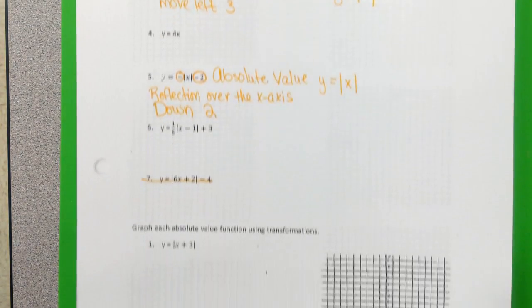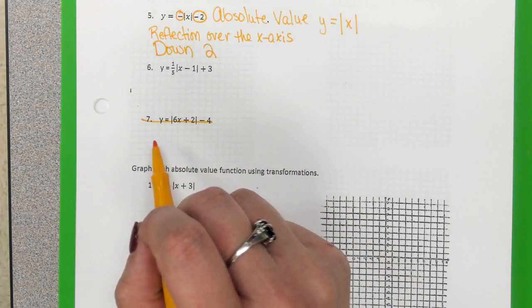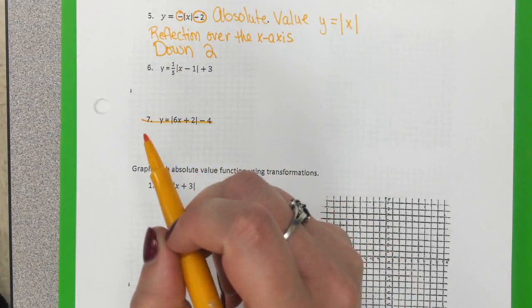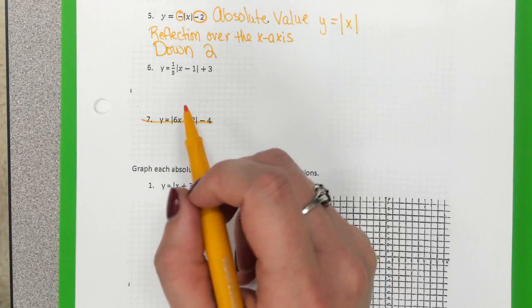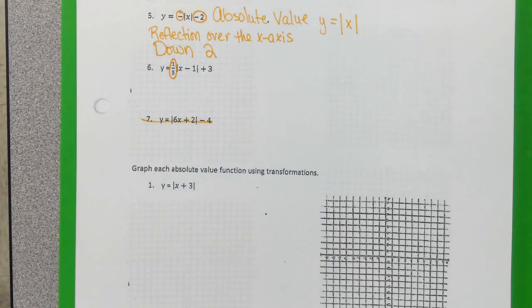Alright, let's look at number 6. There's 3 things that happen on number 6 because there's 3 numbers. Alright, what 3 numbers do you see? 1/5. Alright, let's start with that one.